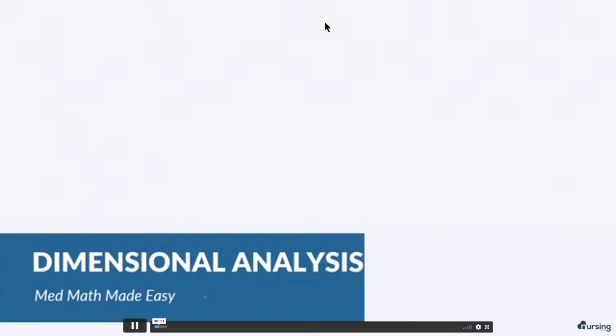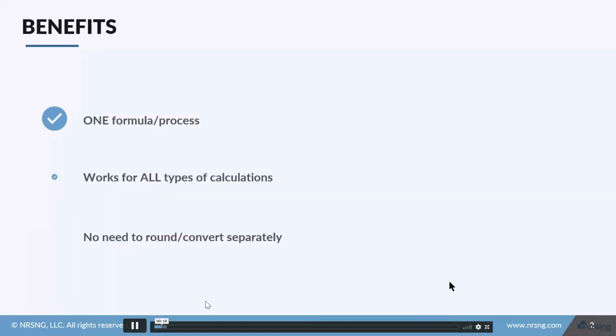Dimensional analysis made easy here, because I honestly believe that dimensional analysis is the best way to go when it comes to dosage calculations. The biggest benefit I see is that you only have to know one process. Other ways teach you multiple different formulas to learn. And while we think we've done a pretty good job breaking that down for you in the basics of calculations lesson, I still believe that having only one way to do things every time is way better.